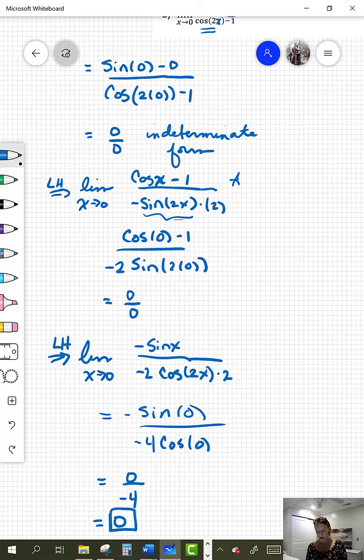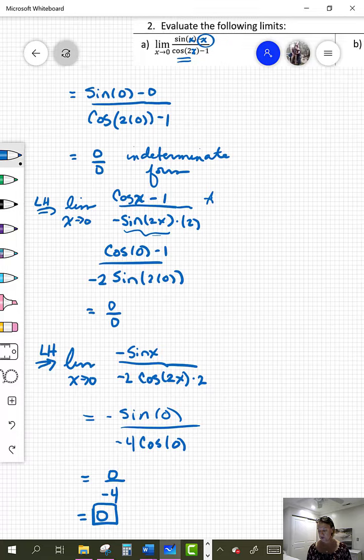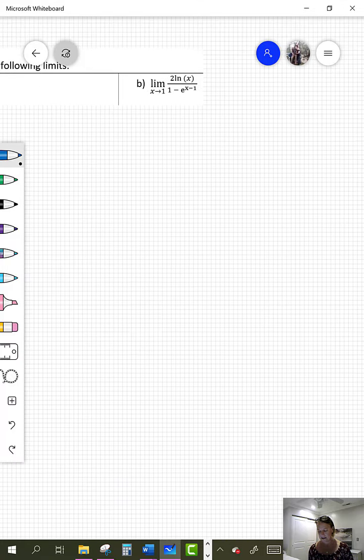So for number 2, part A, you should have gotten 0. That's worth 5 points. So going over to part B, we have the limit as x is approaching 1 of 2 times the natural log of x all over 1 minus e to the x minus 1 power.